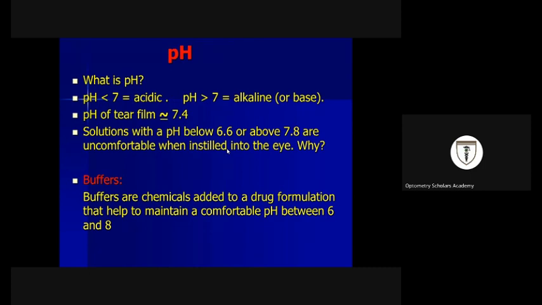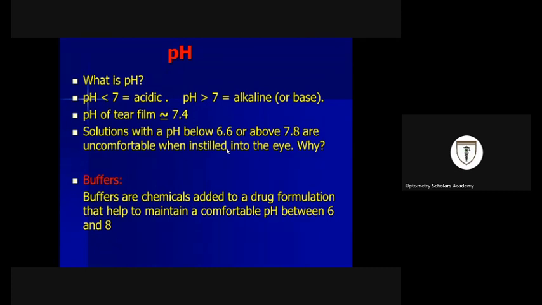Buffers are chemical substances added to a drug formulation to help them maintain a comfortable pH between 6 and 8. These buffers can be in the form of preservatives. You might have heard that some drugs contain preservatives. Those preservatives are not just there to make the drug last long. It's also to provide a buffer for this drug.